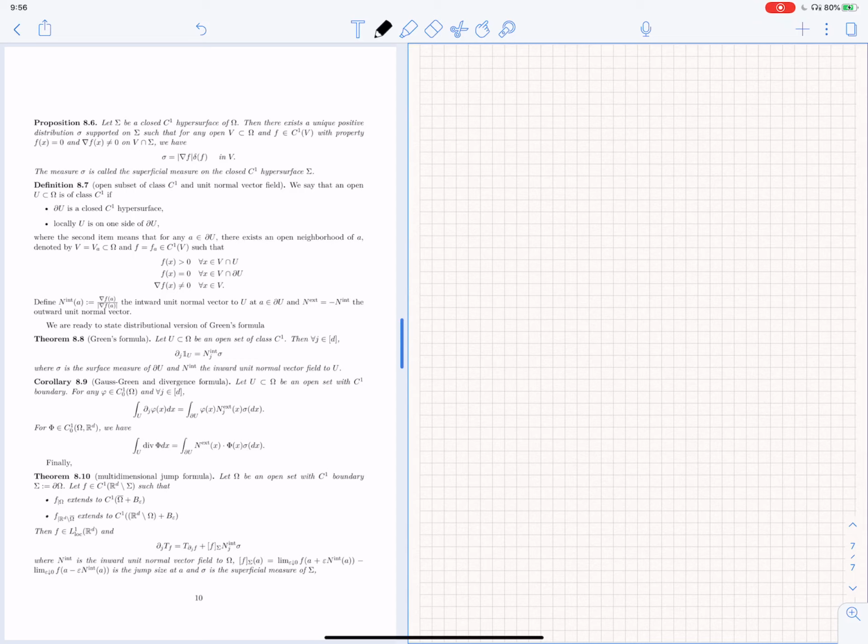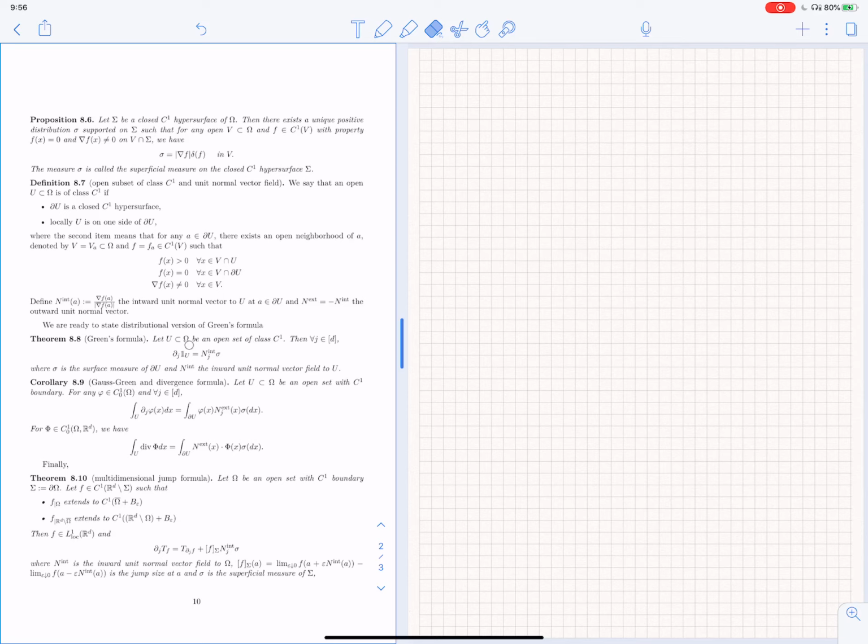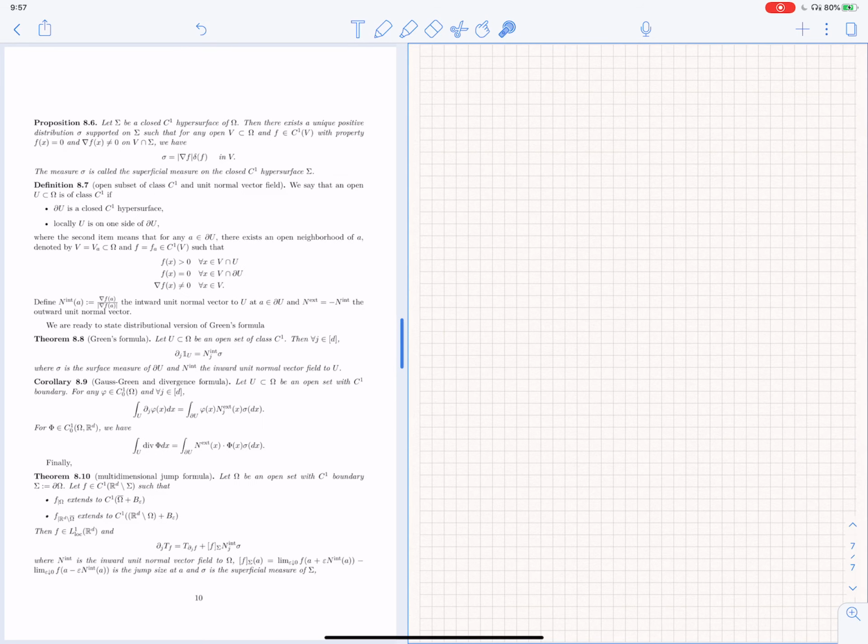Let's see what it says. It says that if you have a U which is an open subset of omega of class C1, then for any j, the partial derivative with respect to the j-th variable of the indicator function of U is equal to the j-th component of the inward unit normal vector times the surface measure on the boundary of U. Okay, so this is the inward unit normal vector, and sigma is the surface measure of the boundary of U. So let's give a proof of this result.